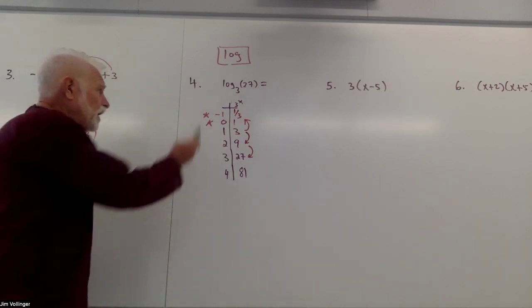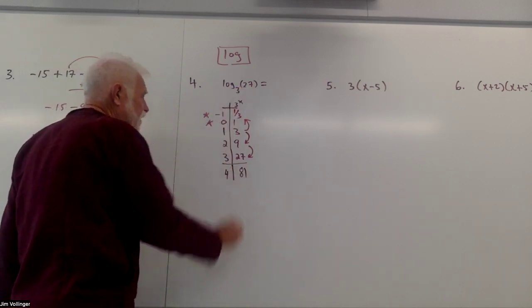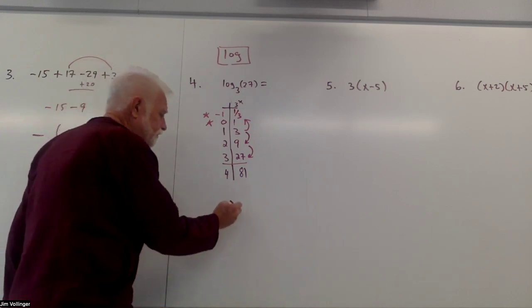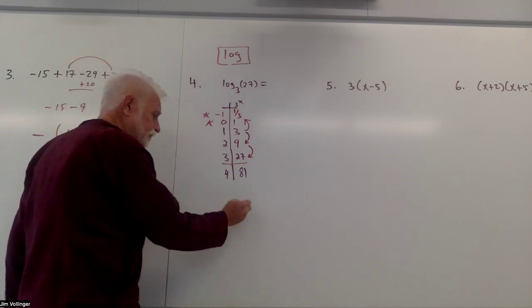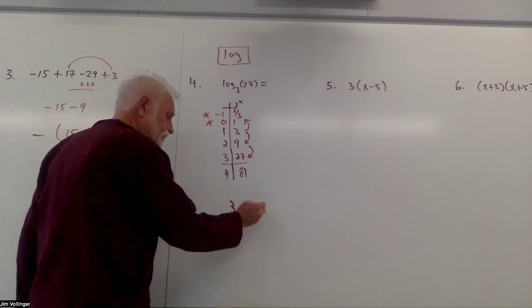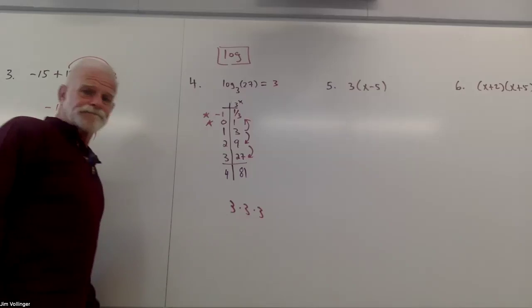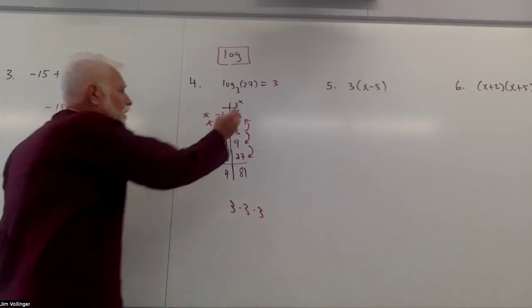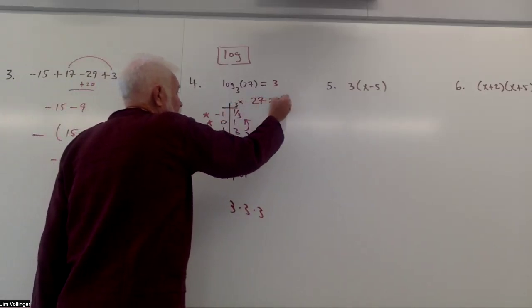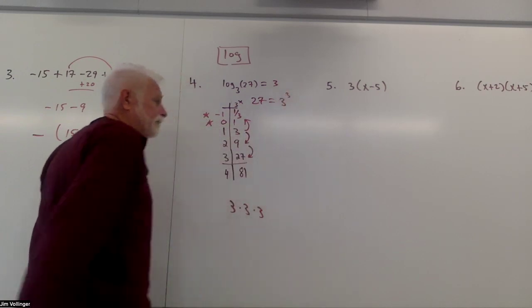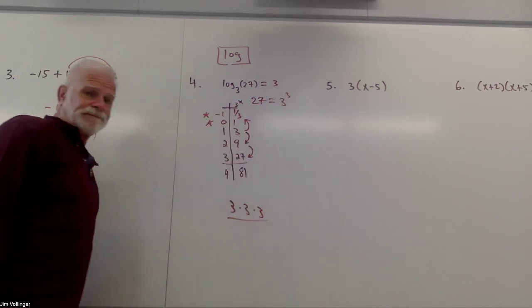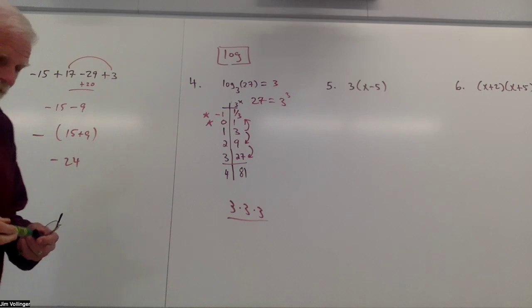And this is asking what exponent gets us 27. So once, twice, I guess I've got to do it 3 times. Okay. And if I wanted to express 27, I could say it's 3 raised to the 3. That's your 27. Okay, enough on that.